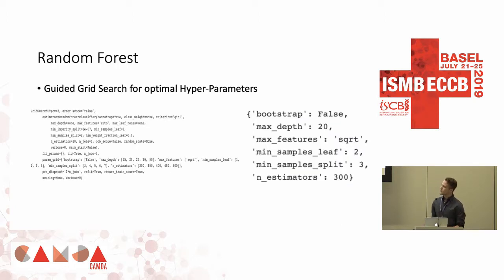More specifically, we wanted to make the most of the random forest model, so we conducted a guided grid search for optimal hyperparameters. Specifically, what made this special is that the max depth of our random forest for all of the trees was 20, and our number of estimators was 300.